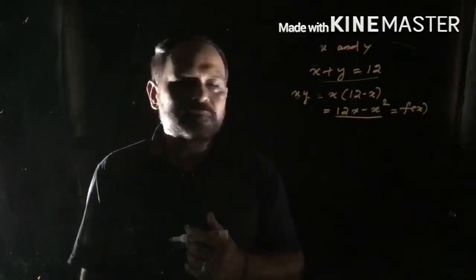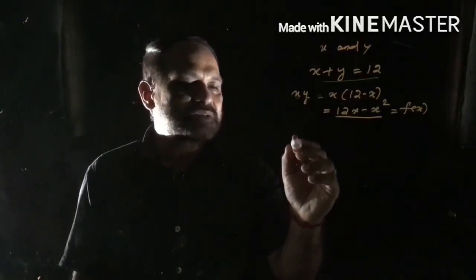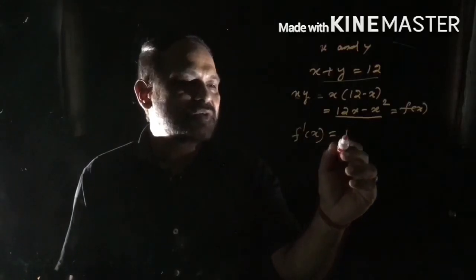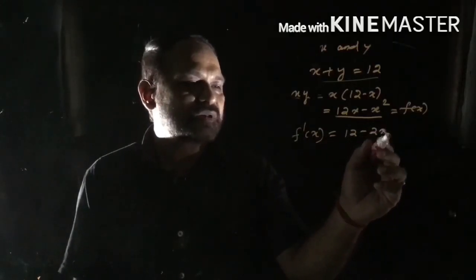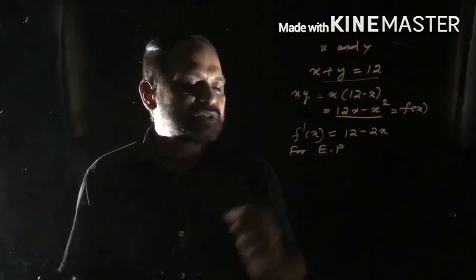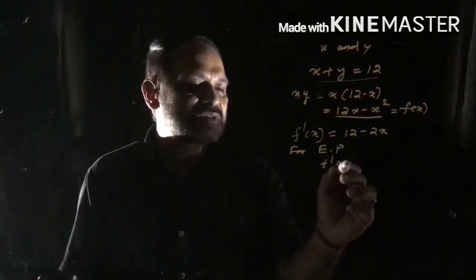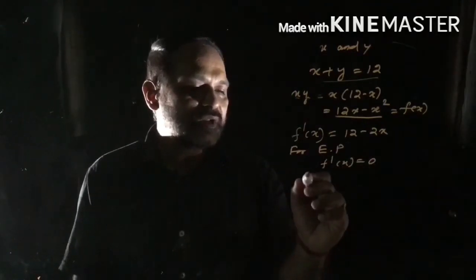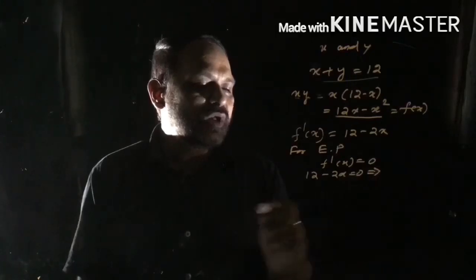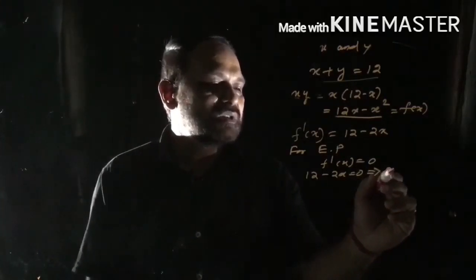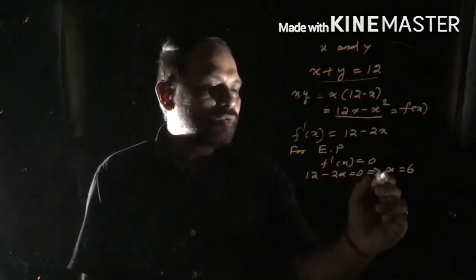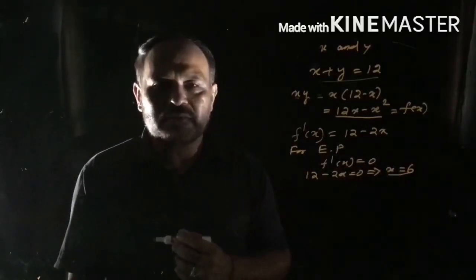Now come to the procedure. In the first step, find its first derivative. f'(x) = 12 - 2x. For the extremum point, f'(x) = 0. That is 12 - 2x = 0, so 12 = 2x. This implies x = 6. There is only one extremum point.